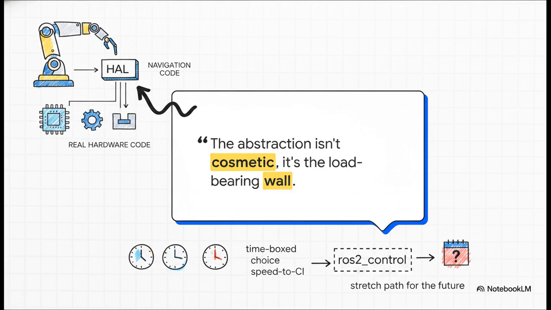And actually, this is exactly why they made a documented timebox choice here to build this custom thin HAL, instead of just pulling in the standard ROS2_control. Choosing speed to CI right now gives them a contract tuned specifically to this robot, while keeping a migration to ROS2_control as a documented stretch path for later.